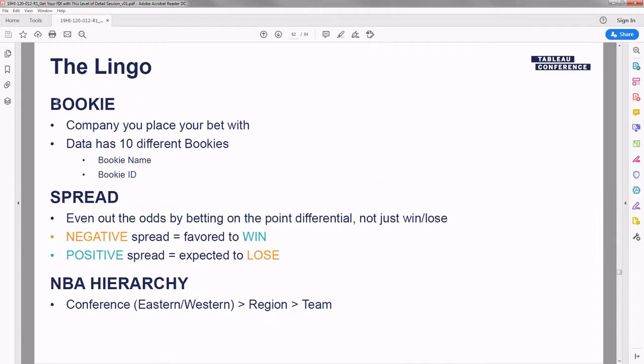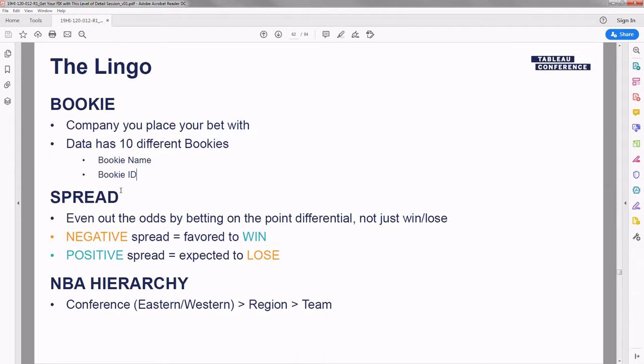A bookie is the one who is offering the bet. That person, or a company you place a bet with, is called a bookie. The data has 10 different bookies. They can be identified with bookie name and bookie ID, and there is some terminology related to the basketball league. I'll get into that when required.